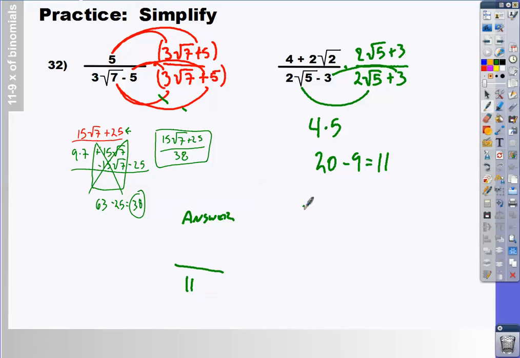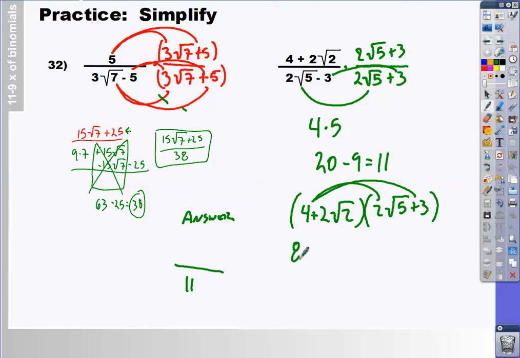Now, the numerator is going to be a little trickier because we have 4 plus 2 root 2 times 2 root 5 plus 3. So, rainbows and smiley faces. 4 times 2 is 8 root 5, because I don't have any other square roots. 4 times 3 is 12, so plus 12. And then I have my smiley faces. 2 times 2 is 4. Root 2 times root 5 is root 10.